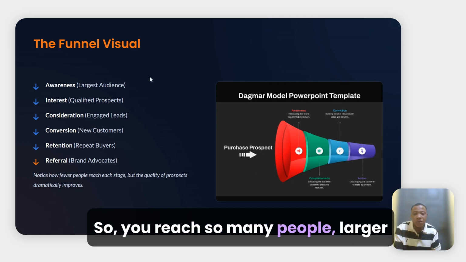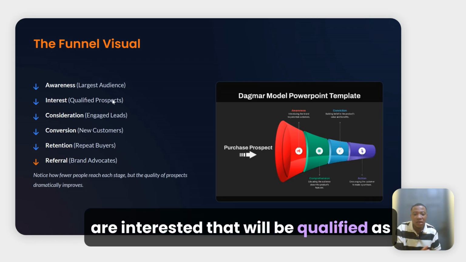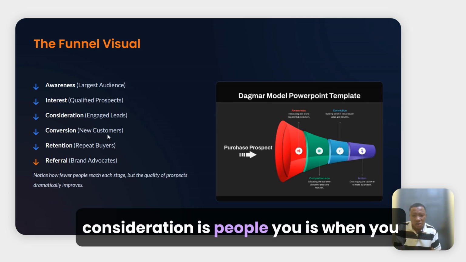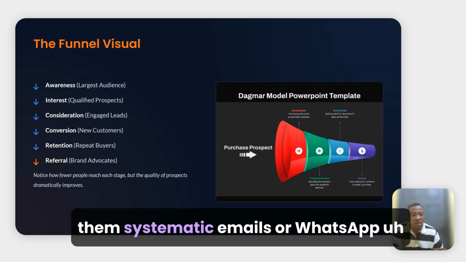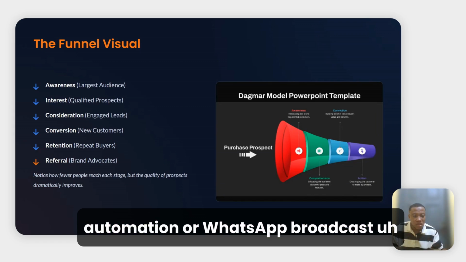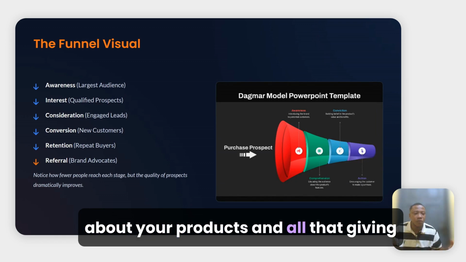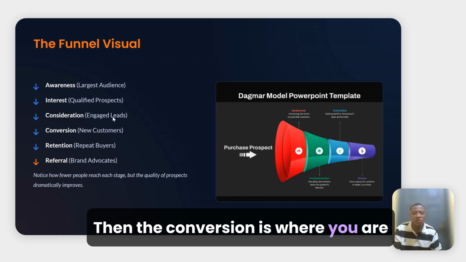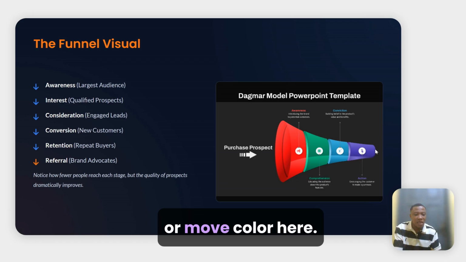So you reach so many people, a larger audience. Then only a few people who are interested will be qualified as your prospects, because consideration is when you engage the leads. You nurture them, you send them systematic emails or WhatsApp automations or WhatsApp broadcasts. You send them a WhatsApp broadcast every morning to tell them about your product, giving them the benefits and advantages of buying from you. Then the conversion is where you are getting new customers.